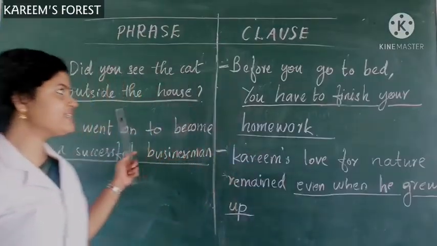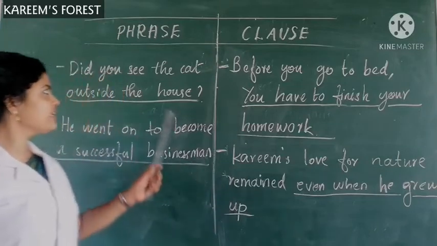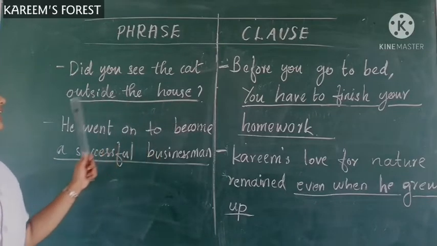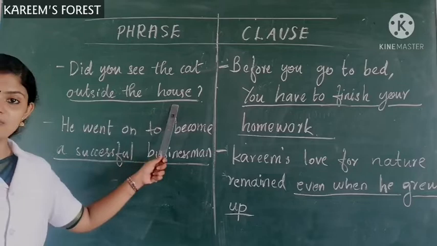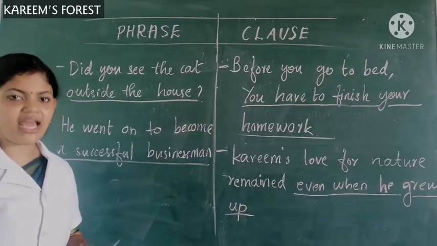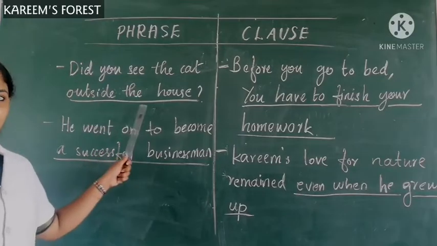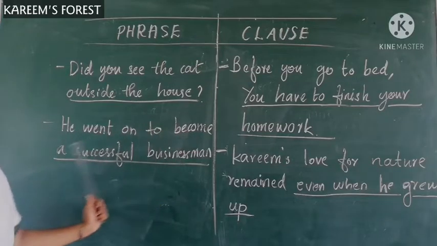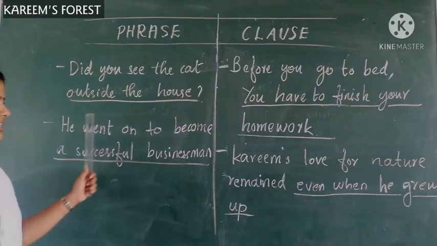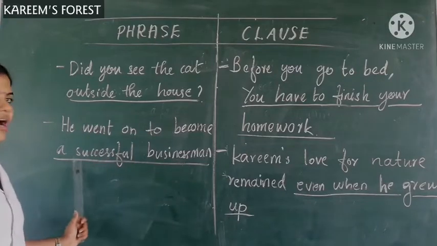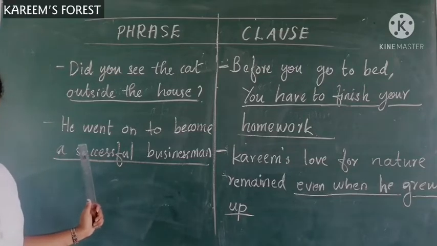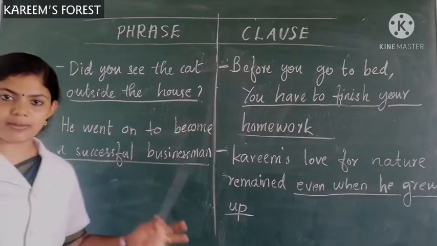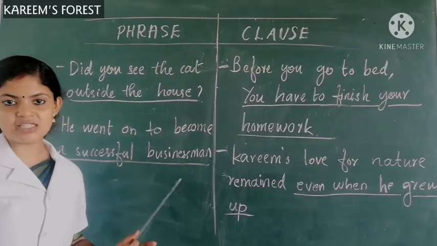Okay, there are some phrases and clauses on the board. So first let's read the phrases. Did you see the cat outside the house? Here, the underlined words outside the house don't give a complete meaning and there is no subject in this line. Okay, so this is a phrase. Next one, he went on to become a successful businessman. So in this sentence, these words are a phrase because there is no complete meaning in this line. Okay, successful businessman. There is no complete meaning and there is no subject or verb.